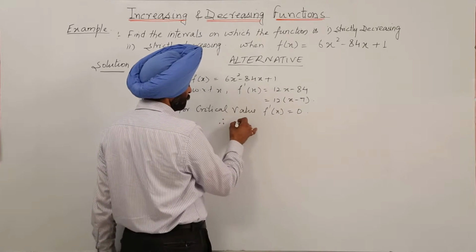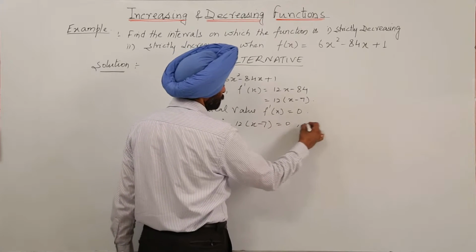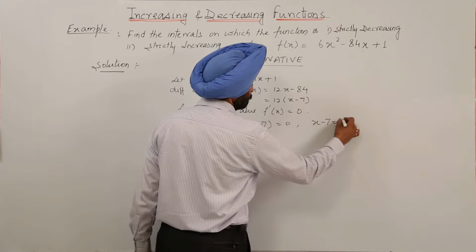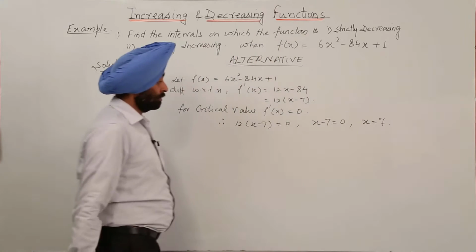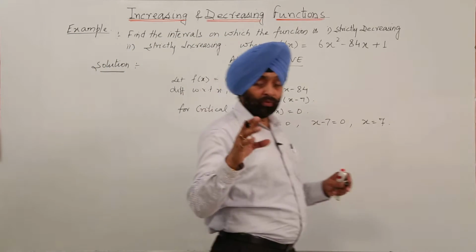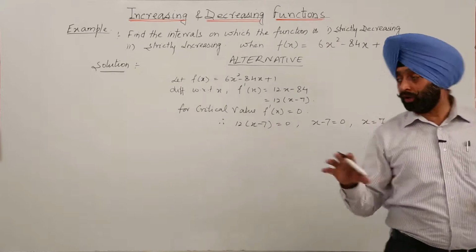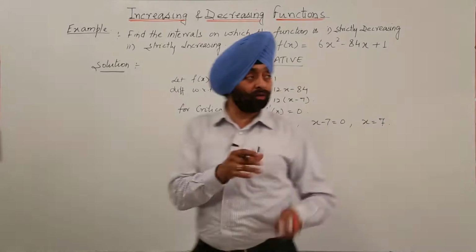Therefore, 12x - 7 is equal to 0. x - 7 is equal to 0. x is equal to 7. Now here we are having one single value which is a critical point, and that is 7. Now how to proceed it? Just check it.